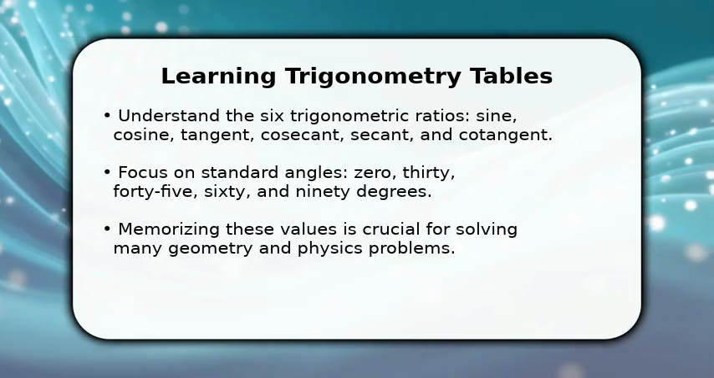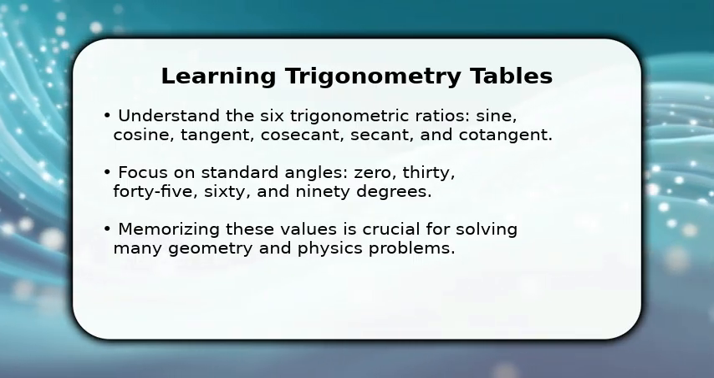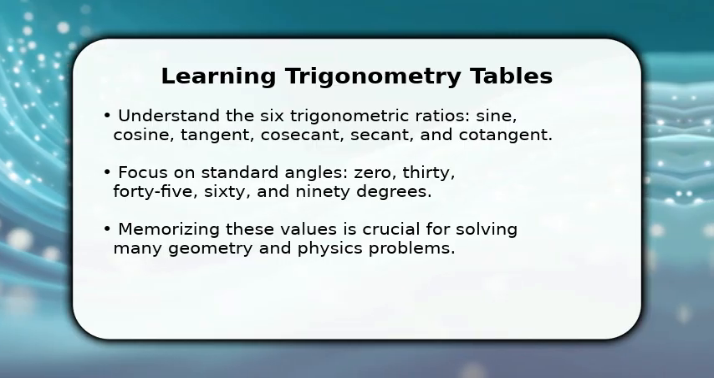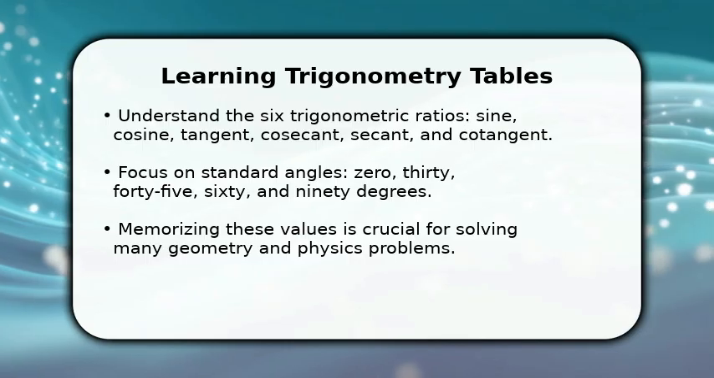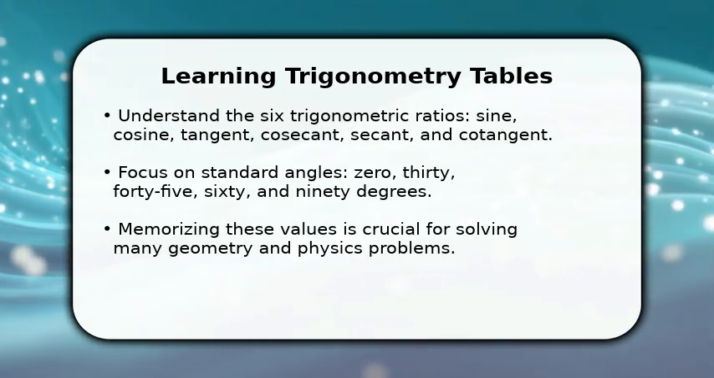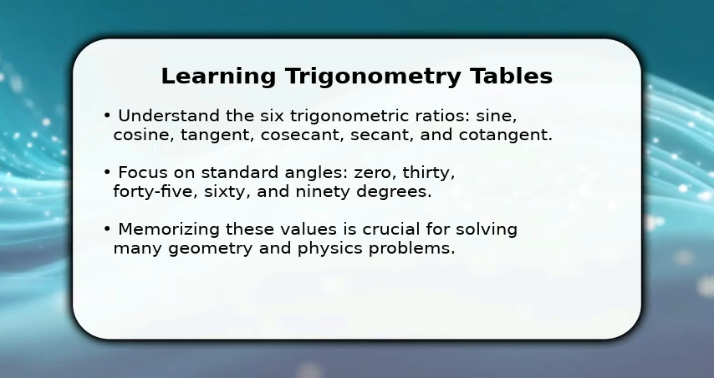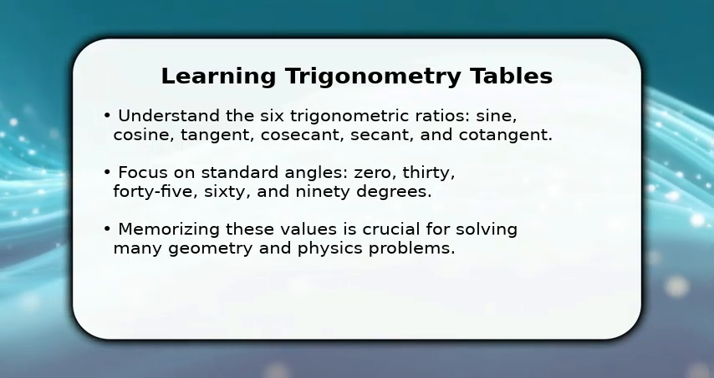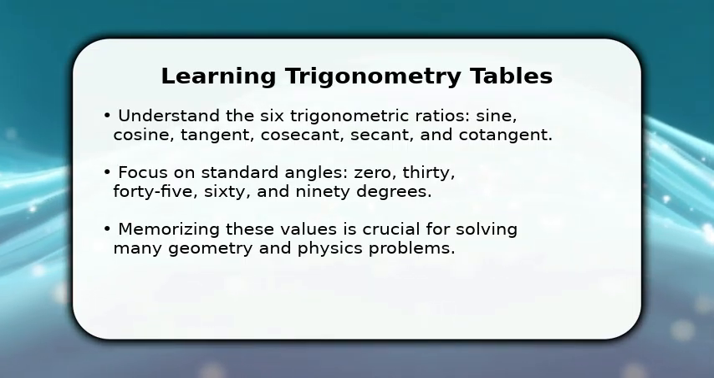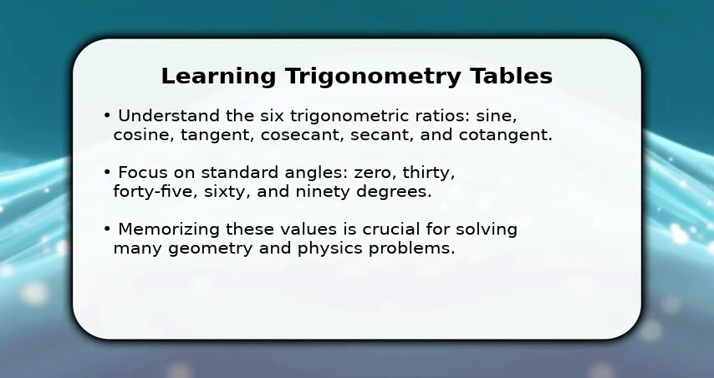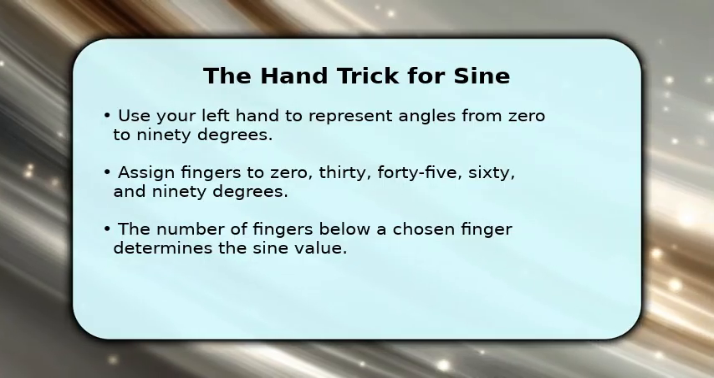In this video, I will explain how to learn the trigonometry table easily. We'll focus on the 6 fundamental trigonometric ratios: sine, cosine, tangent, cosecant, secant, and cotangent. Understanding the values for standard angles like 0, 30, 45, 60, and 90 degrees is absolutely essential. These values are the building blocks for solving countless problems in geometry and physics, making this table a cornerstone of your mathematical toolkit. Let's start with a simple hand trick to remember sine values.